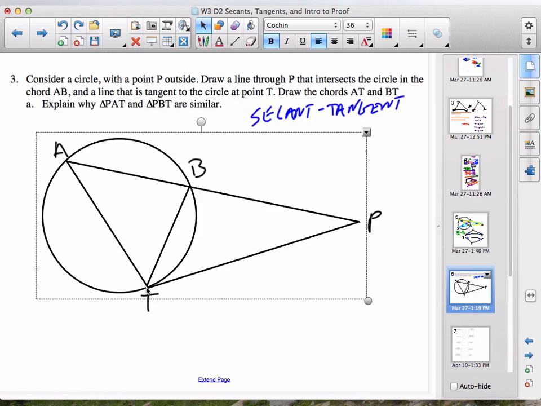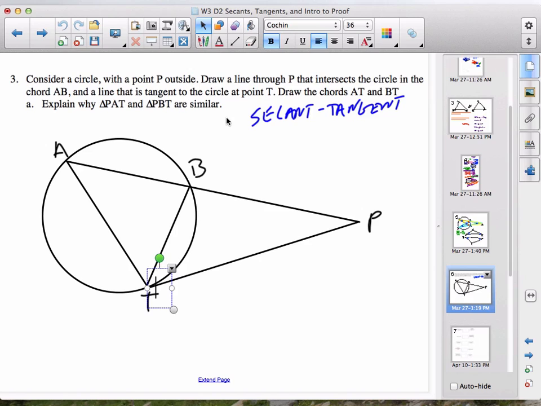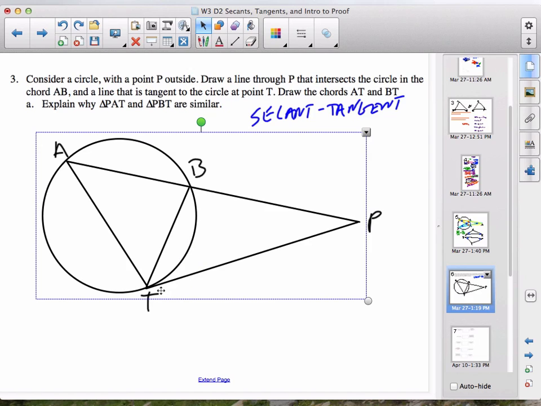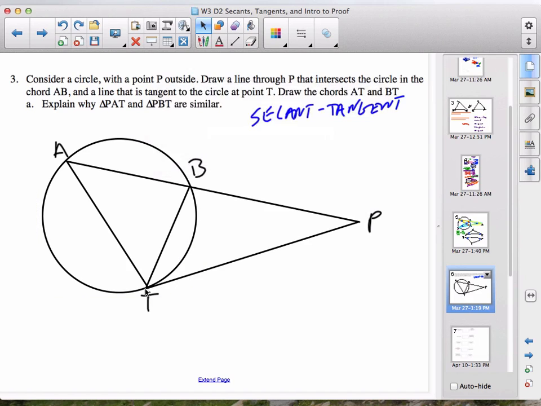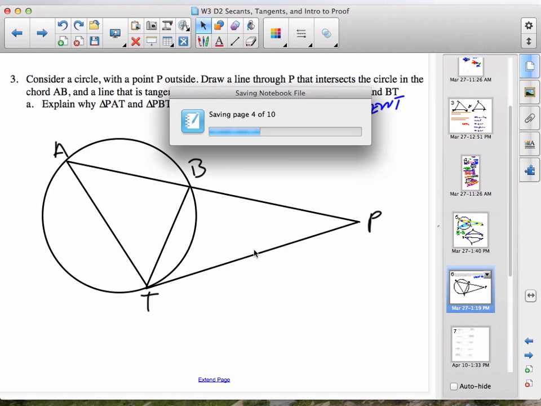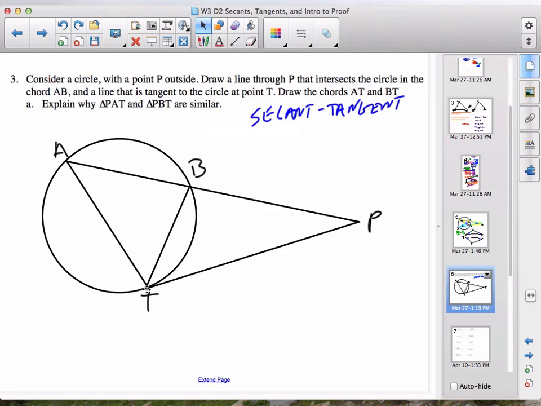Griffin, question. I don't know if this is important, but do you have to extend the tangent, or can it just land on point T and not go on? It can just land. It's fine right there. But you're right, technically it could be extended. Interesting. So we've got a diagram that looks like this, correct?